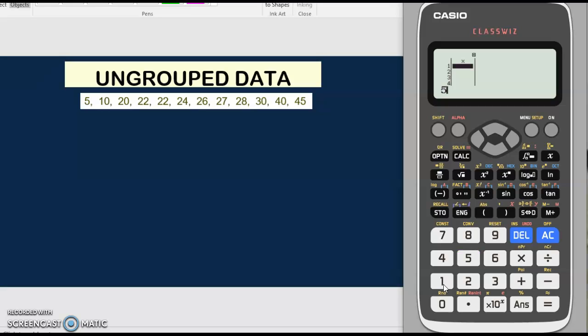5, enter, 10, enter, 20, enter, 22, enter, 22, enter, 24, enter, 26, enter, 27, enter, 28, enter, 30, enter, 40, enter, and 45, enter. And then we are going to press button on.